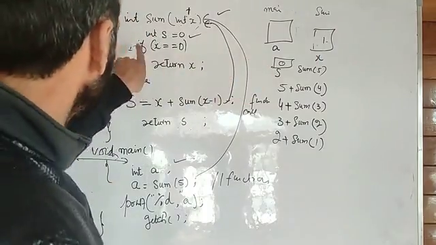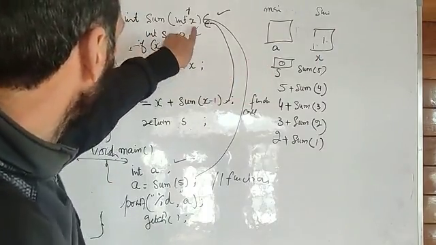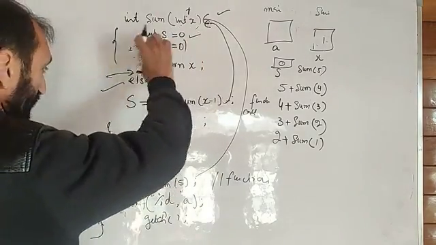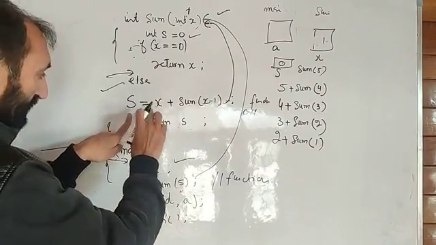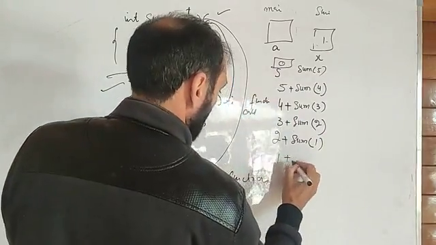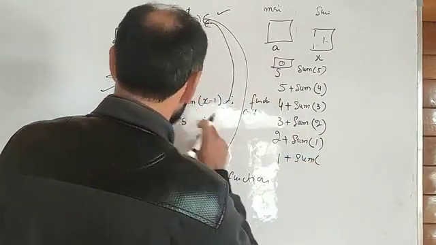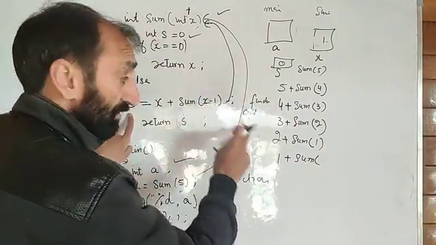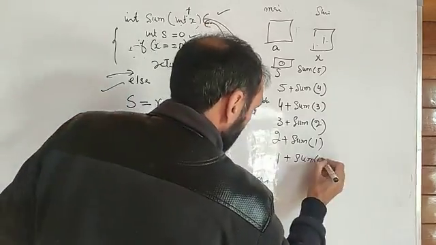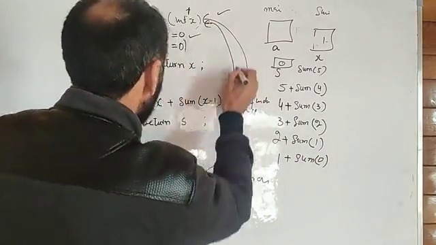Int sum 0. If x equal to 0? No, x should be equal to 0 but it is equal to 1. That means this is again false. The control will go here. S equal to x plus, what is x? X is now 1 plus sum x minus 1. X is 1, 1 minus 1 equal to 0. Now again the function is going to be called.